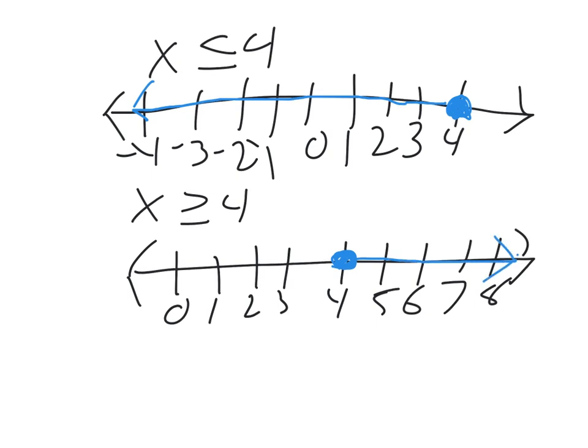So that's how we graph the greater than or equal to, less than or equal to, as well as the greater than and less than. Just to recap, less than is an open circle, greater than is also open, less than or equal to, we fill in, greater than or equal to, we fill in.